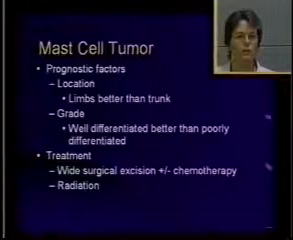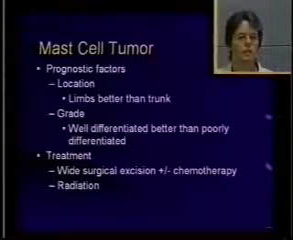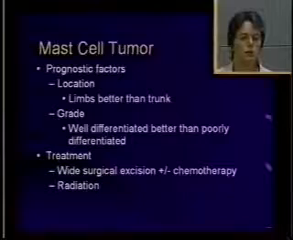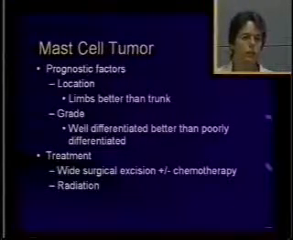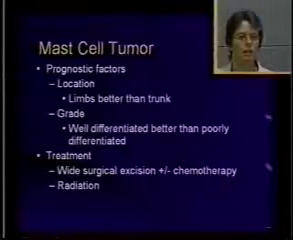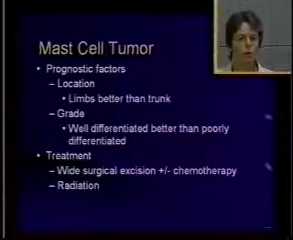Some of the prognostic factors for mast cell tumors include location. Animals that have mast cell tumors on the trunk tend to have a poorer prognosis than animals that have mast cell tumors on the limbs. Well-differentiated tumors carry a better prognosis than poorly differentiated tumors, and with very well-differentiated tumors, oftentimes surgical removal is the only treatment that's necessary. With grade 2 or grade 3 tumors, typically we are talking about surgical excision followed by some adjunctive therapy, but it's always hard to tell.